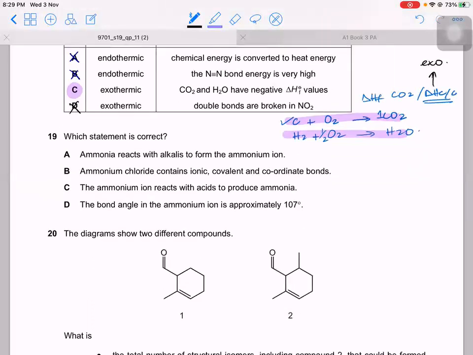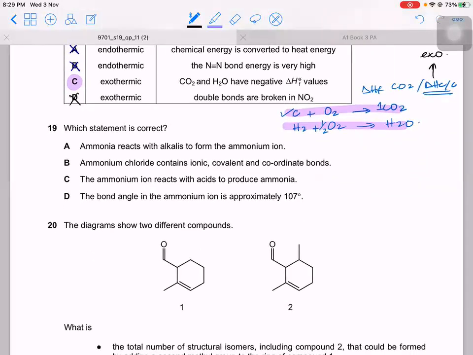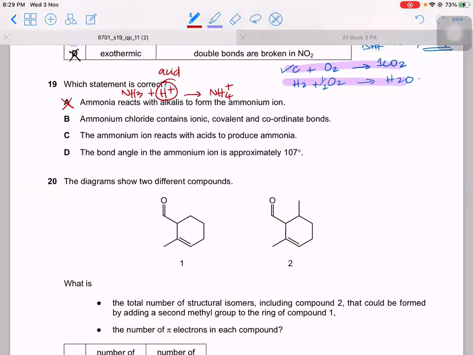19. Which statement is correct? Ammonia reacts with alkalis to form ammonium ion. No, ammonia with H plus makes ammonium, and H plus is not an alkali, H plus is an acid. So that can't be the answer. Ammonium chloride, let's see.